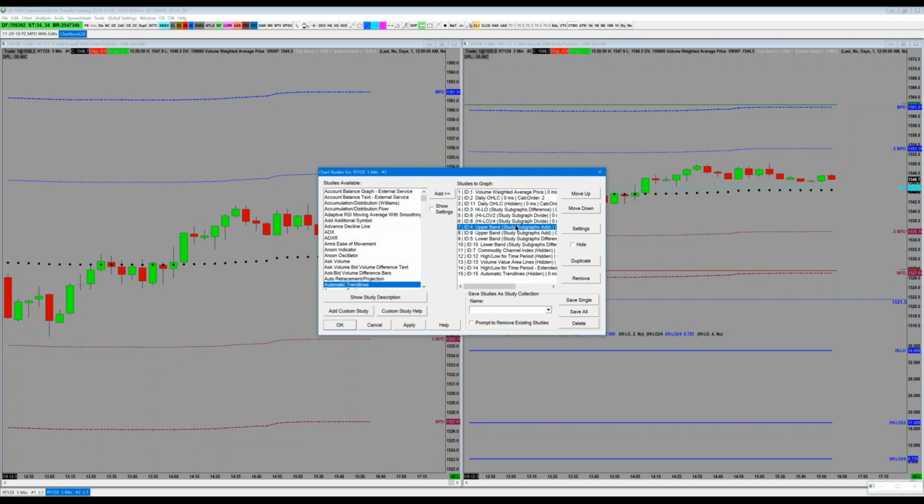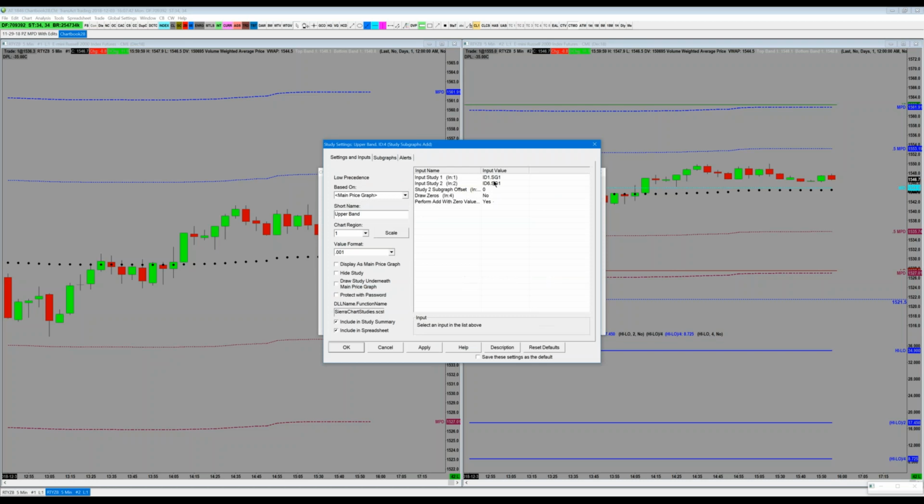So the upper band here is another one of these arithmetic studies. Study subgraph add. And what do I want to add to what? Well, I want to take the VWAP, which is that black line we talked about, and I want to add this result. So that is how this blue line is being calculated up here. It's the input study number 1, which is the VWAP itself, plus the result of this high-low range divided by 2, and that yields this up here.